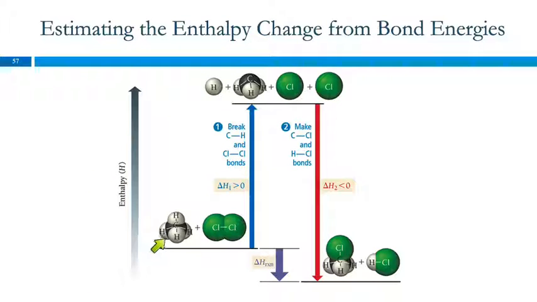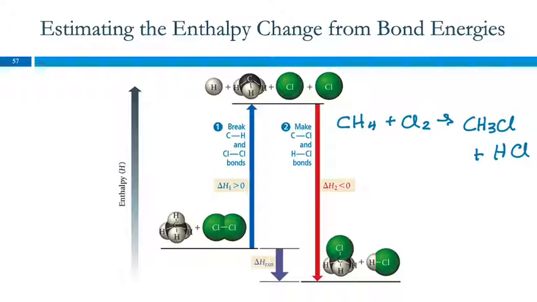So if we're reacting methane with chlorine, we need an overall chemical equation here. We have CH4 plus Cl2 making CH3Cl plus HCl. That's what we're doing here.